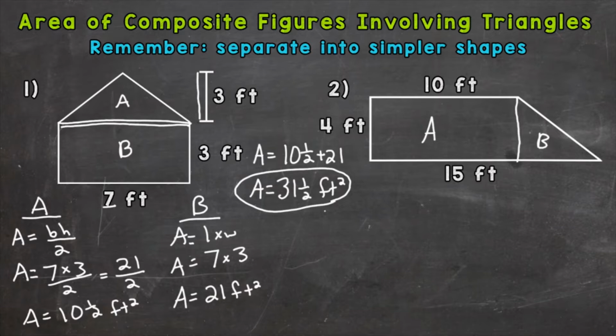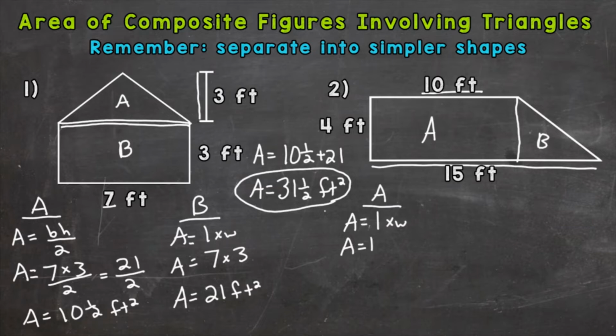Let's find the area of A first. The formula for a rectangle is length times width. Let's plug in. Don't use the 15 feet, because the 15 feet goes all the way across. We just want this 10 feet here. So 10 times 4, and the area is going to be 40 square feet for the rectangle.